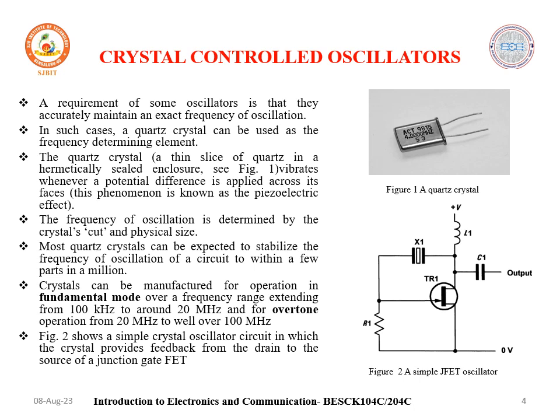You can observe here the frequency of oscillation is determined by the crystal's cut and physical size. Most quartz crystals can be expected to stabilize the frequency of oscillation of a circuit to within a few parts in a million. Crystals can be manufactured for operation in the fundamental mode over the frequency range extending from 100 kHz to around 20 MHz, and for overtone operation from 20 MHz to well over 100 MHz also.